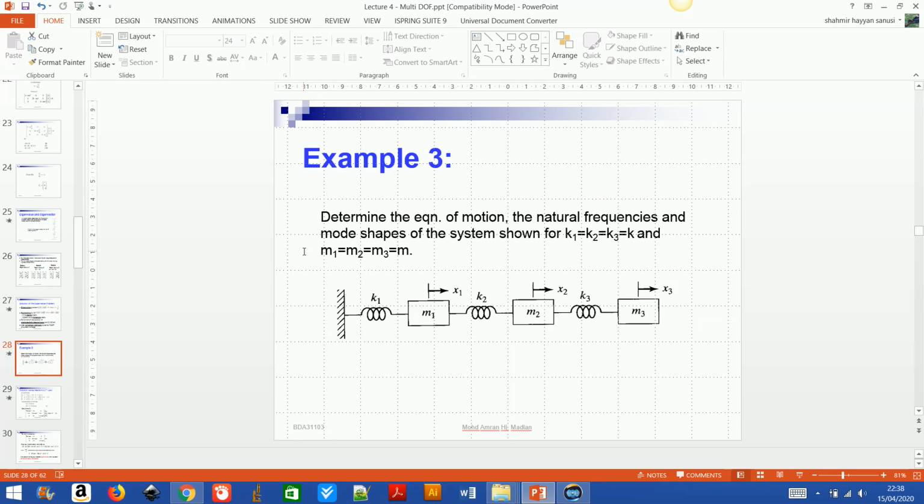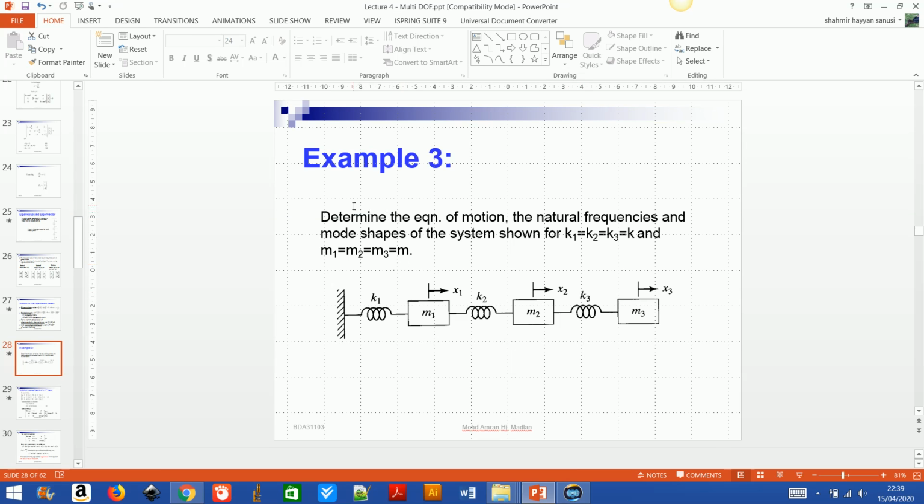So let's focus on example 3. I hope by now you already know the degree of freedom for this problem. Remember, to determine the number of degrees of freedom, it will be the number of masses multiplied by the number of possible directions or axes. So we have 3 masses here, m1, m2, and m3, and we have one single direction which is the x-axis. So this will be a 3 degree of freedom problem.